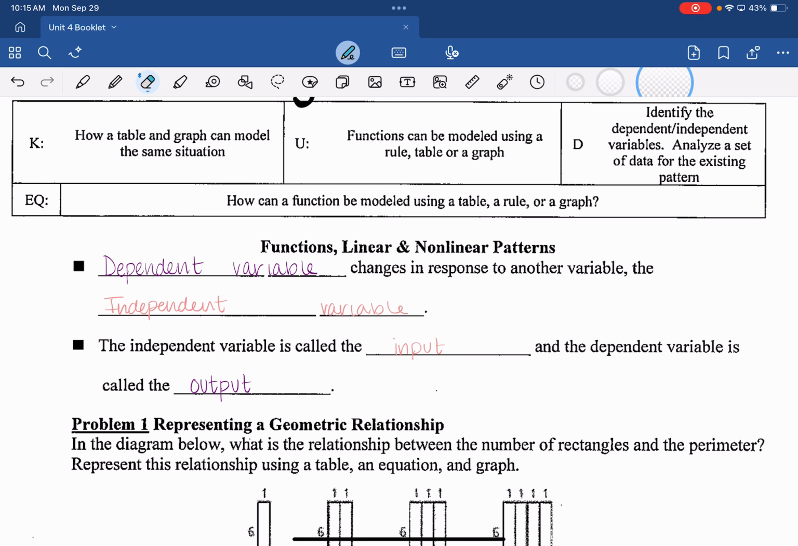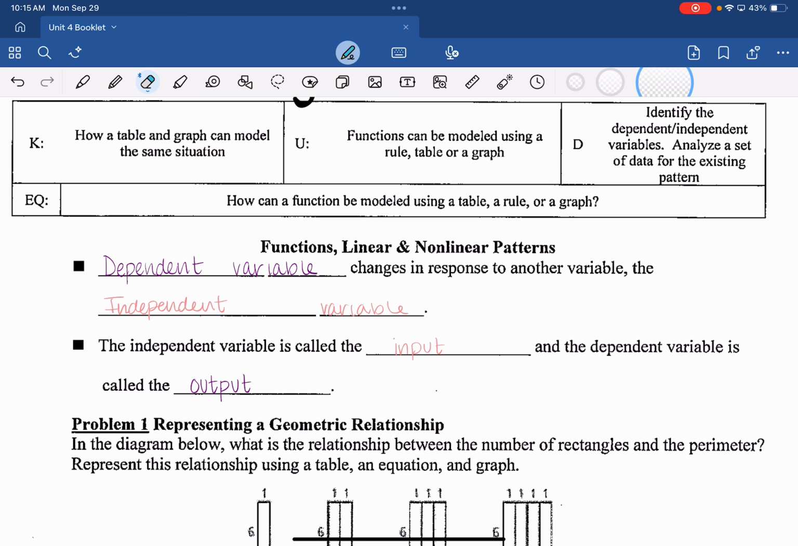All right, so today we're talking about functions, specifically linear functions. We'll dive into what functions are later on this week, but today we're really going to look at linear versus nonlinear patterns. So to start, you might recognize these two words. We have dependent variables and independent variables.